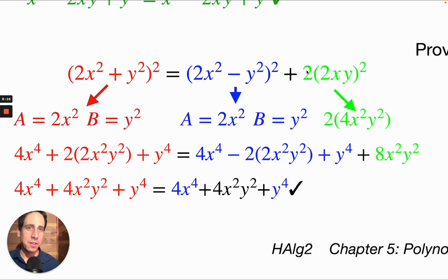And so therefore, next I'm going to distribute the 2 that came along for the ride, and I get 2 times 4 is 8. So 8x squared plus y squared. I'm not going to write it out again, but this minus 4x squared y squared and plus 8x squared y squared gives you positive 4x squared y squared.